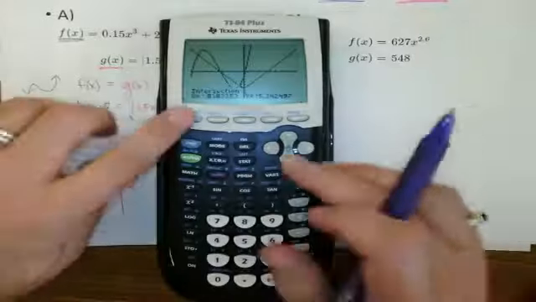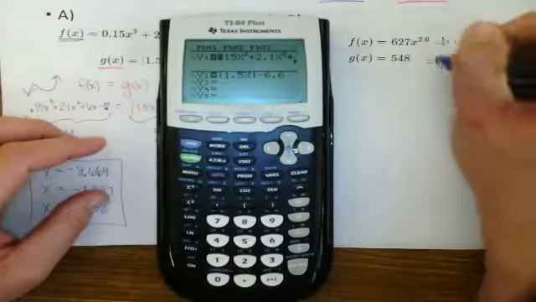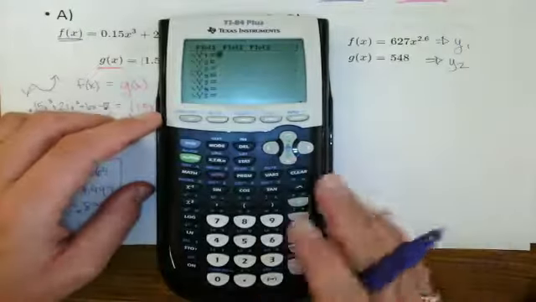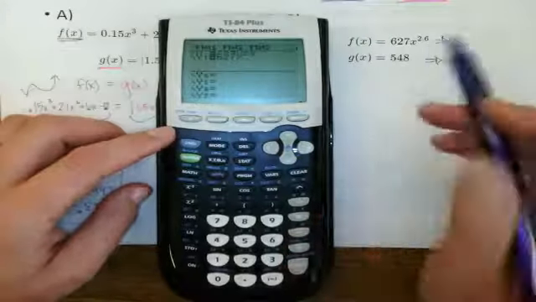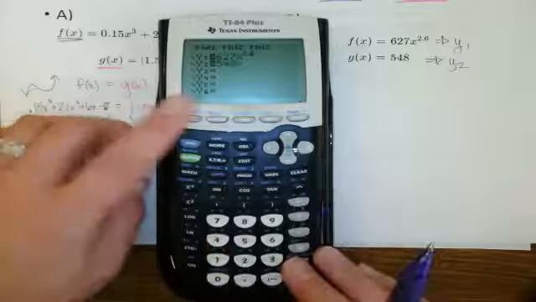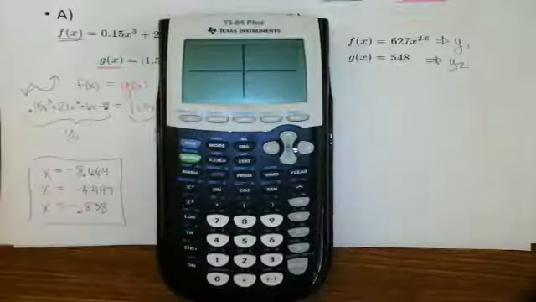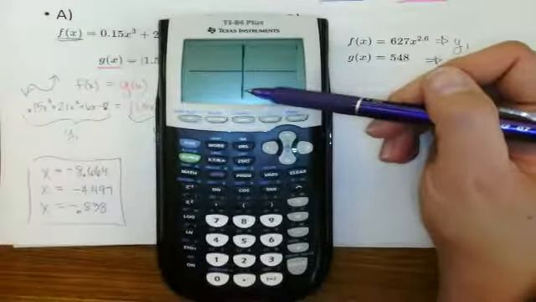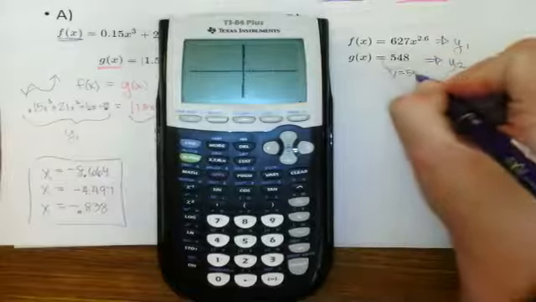All right, let's look at one more here. So basically, I'm just going to put this in y1 and this one in y2. So 627 times x to the 2.6 power. And here we have 548. This is y is equal to 548. I don't see too much, do I? Why? Because this is y equals 548.